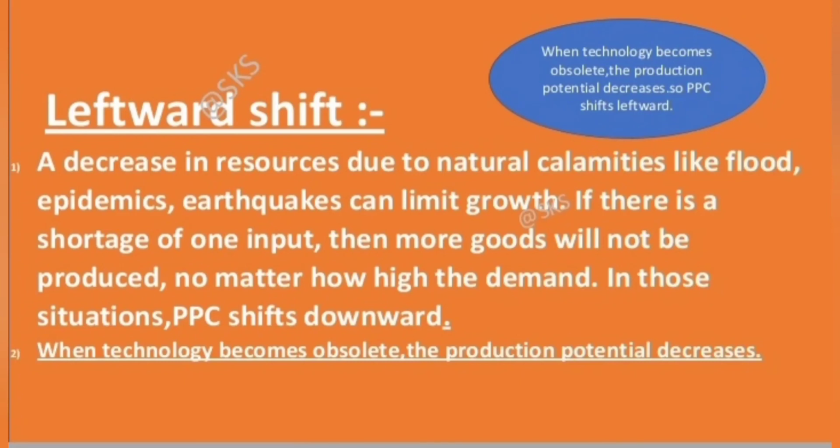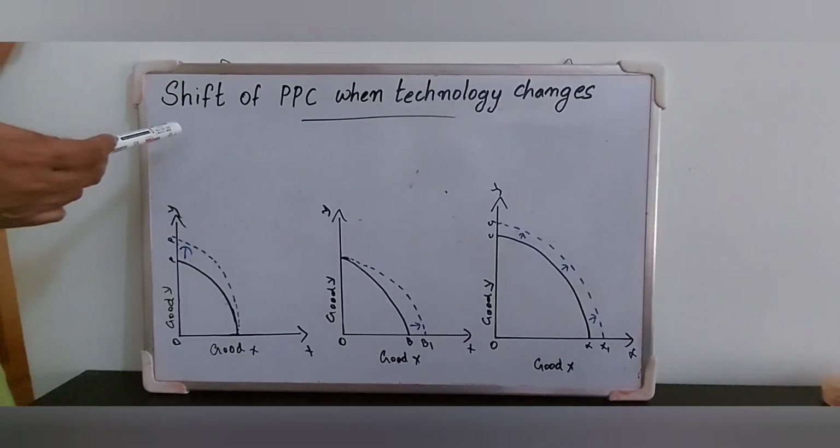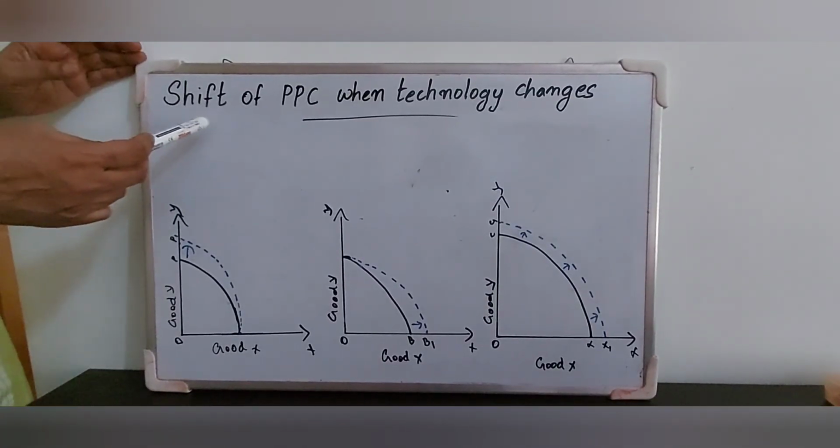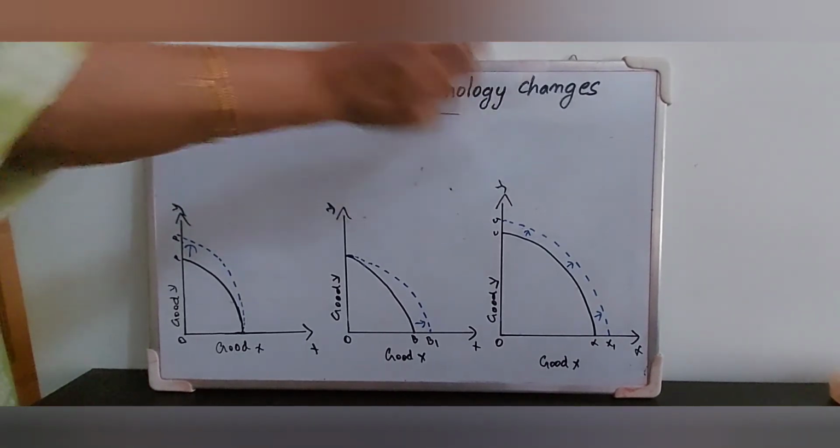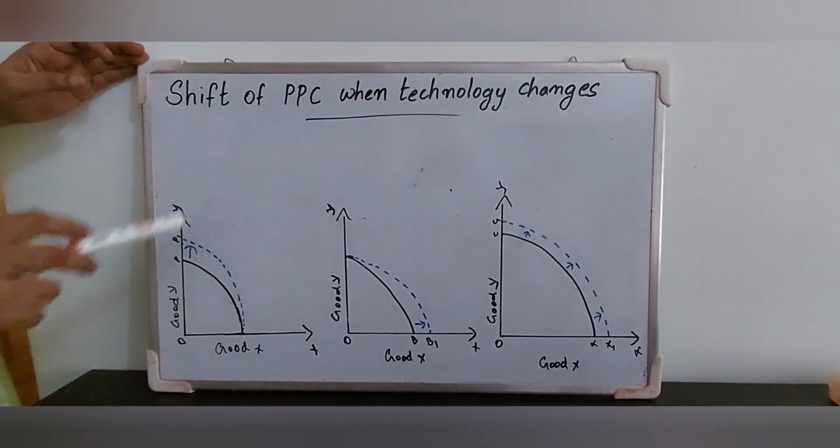We will also see now how the change in technology affects the PPC. There are 3 situations. Please listen to the presentation. Now we can see shift of production possibility curve when technology changes. It can happen in 3 ways.